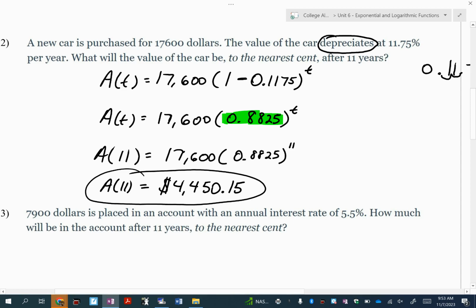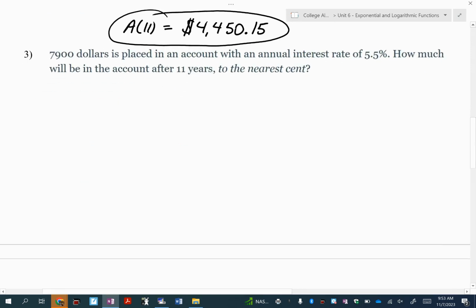Okay, you guys ready for the last one? Are you already doing the next one on the link? Yeah. Look at you, Jasmine. All right, I see you. Okay, here's the last one. We have $7,900 placed into an account with an annual interest rate of 5.5%. How much is in our account in 11 years?